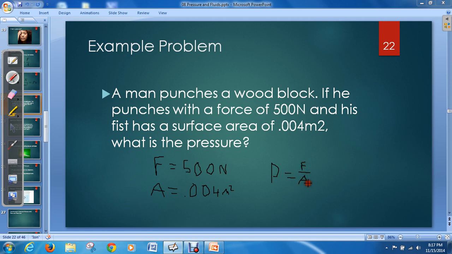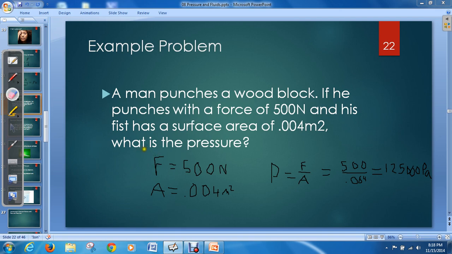Okay, and so we already have it figured out for what we need, right? We just plug it in. Okay, so we're trying to find pressure. So 500 newtons over 0.004. Okay, and when you plug that into your calculator, you get 125,000. Okay, and again, it's not going to be newtons because it's a pressure, right? So this is actually going to be pascals. Okay, 125,000 pascals, newtons per meter squared. Okay, so there you go. There's our pressure from that punch.